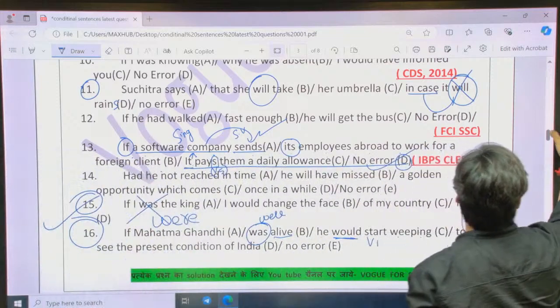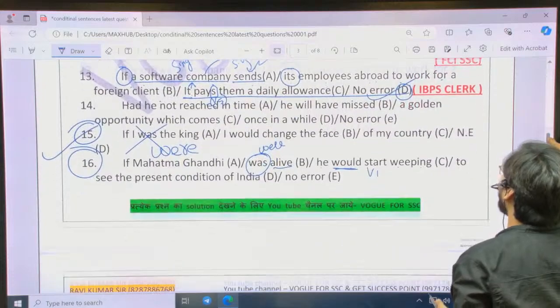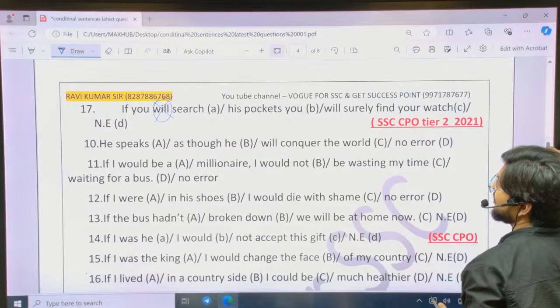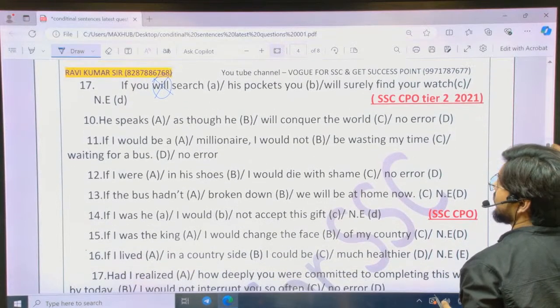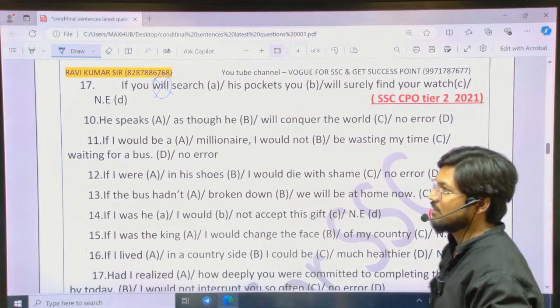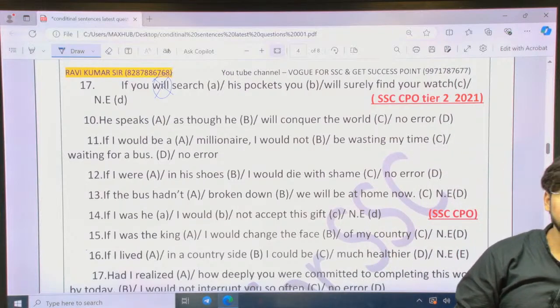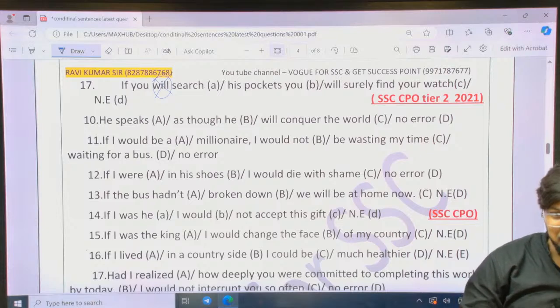People are engaged on WhatsApp, YouTube, right? And so many other apps have been launched. So if Mahatma Gandhi were alive, he would criticize all these apps.